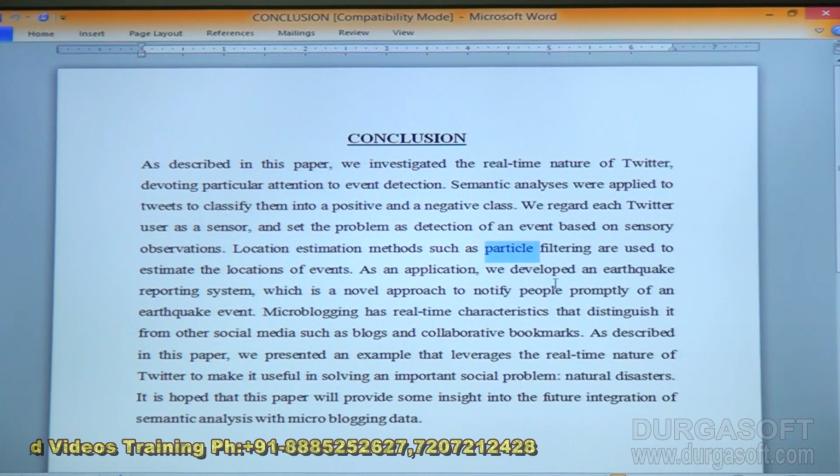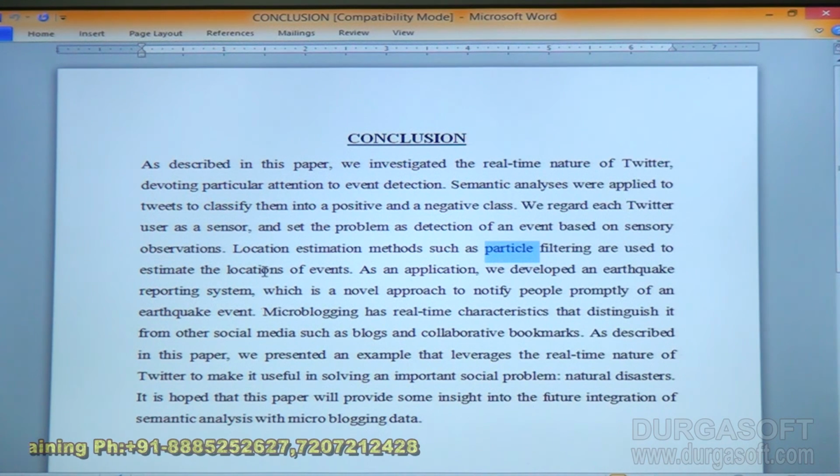As an application, we developed an earthquake reporting system, which is a novel approach to notify people promptly of an earthquake event. Suppose an earthquake event happens, people recently upload about it. So people will send the latest information. If you want to track the latest and most important information about earthquakes, that is very important to us.